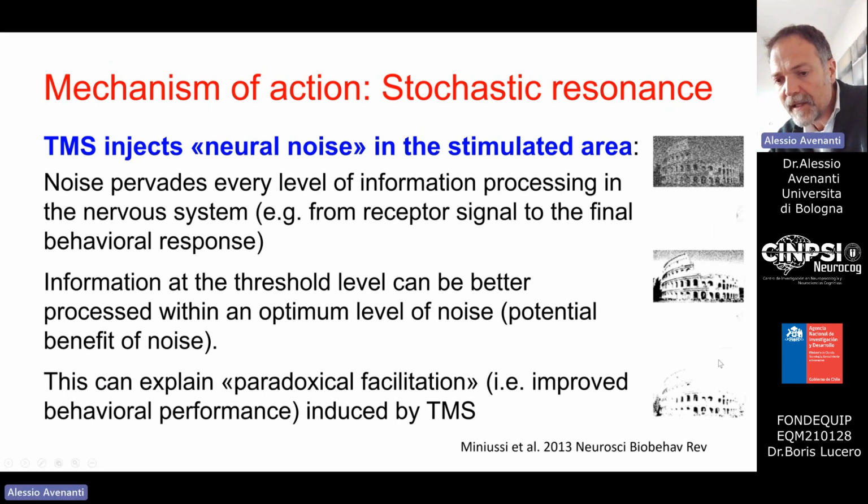Here on the bottom, you will see a very weak signal, where you do not really recognize what the picture is showing. On the top, on the other hand, you will see a weak signal plus a lot of noise, and also in this condition perception is not optimal. In the middle panel, you will see a weak signal with an optimal level of noise that probably helps us recognize the Colosseum. So in principle, an optimal level of noise introduced by TMS can explain some sort of paradoxical facilitation that has been demonstrated many, many times in the TMS literature.